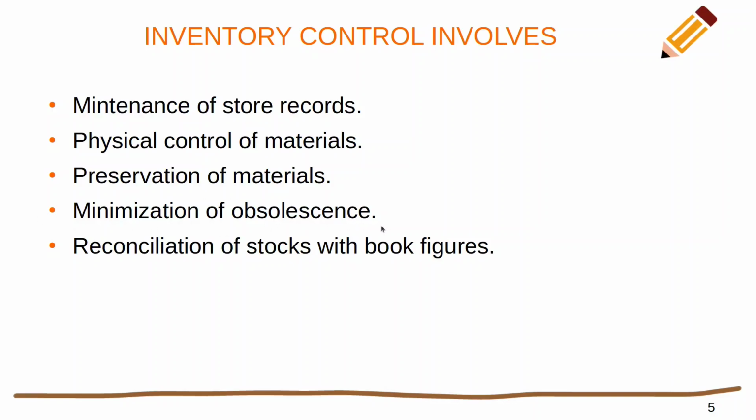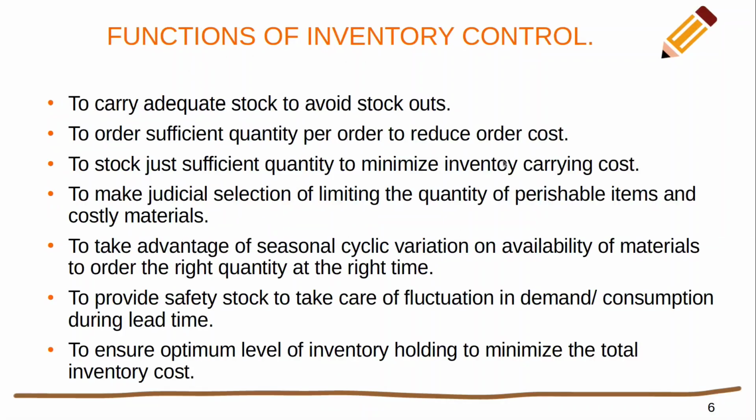Minimization of obsolescence. Minimizing the wastage of some drugs or injections, some material which you have purchased but not using for a long time. Purchasing those types of material has to be minimized. Reconciliation of stock with book figures: cross checking the stocks with book figures, and if any replacement is required, frequently ordering it and keeping the full stock. All this comes under inventory control.